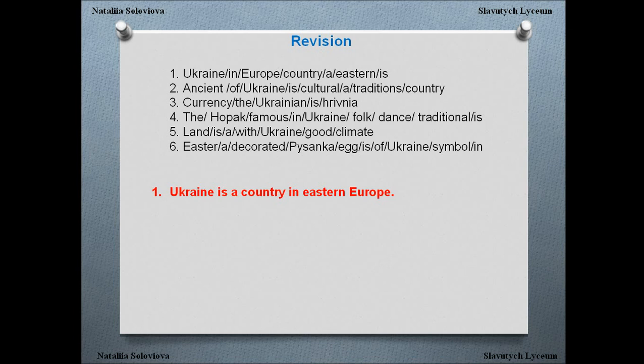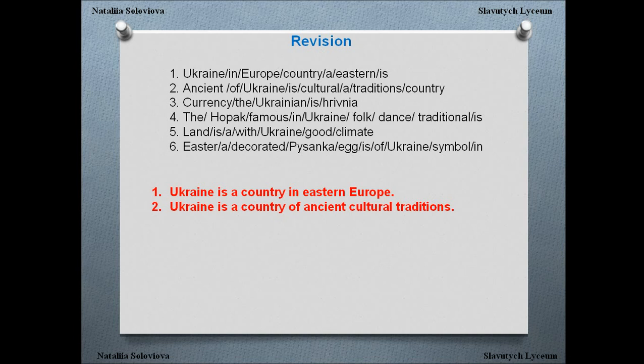Okay, next. The next set is ancient of Ukraine is cultural traditions country. Ancient means стародавний. The first word is also Ukraine. So think well. I will give you the answer. Okay, Ukraine is a country of ancient cultural traditions. That sounds good.